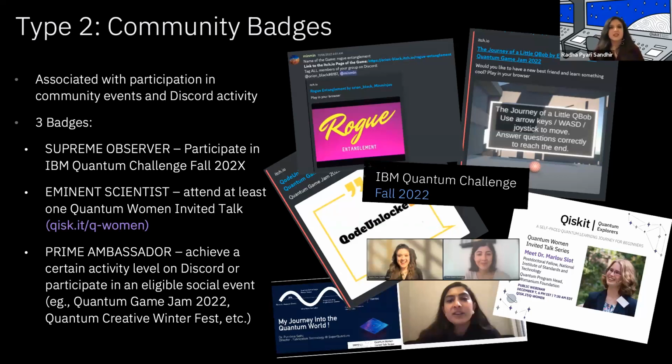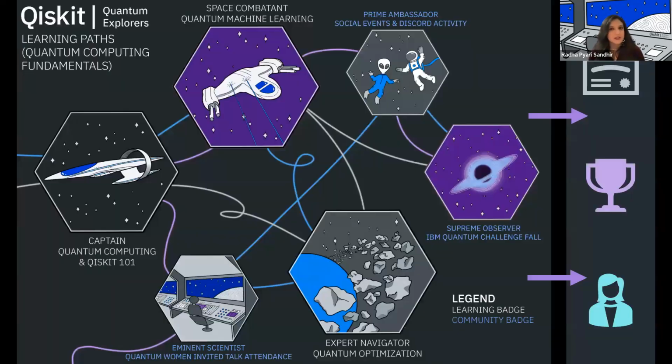So explorers can choose which badges they want to work towards, essentially crafting their own learning paths to gain proficiency in quantum computing fundamentals according to their personal goals, whether they want to train for a programming cup or join the workforce, or simply learn what quantum computing is as an enthusiast.